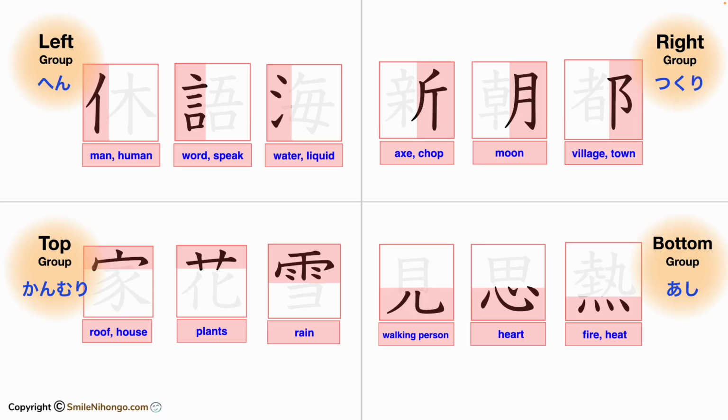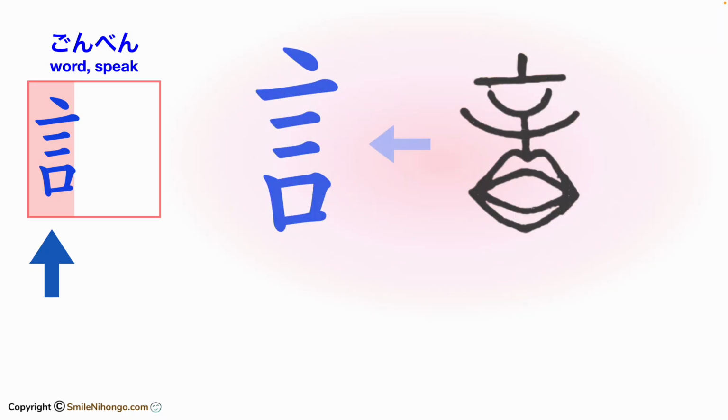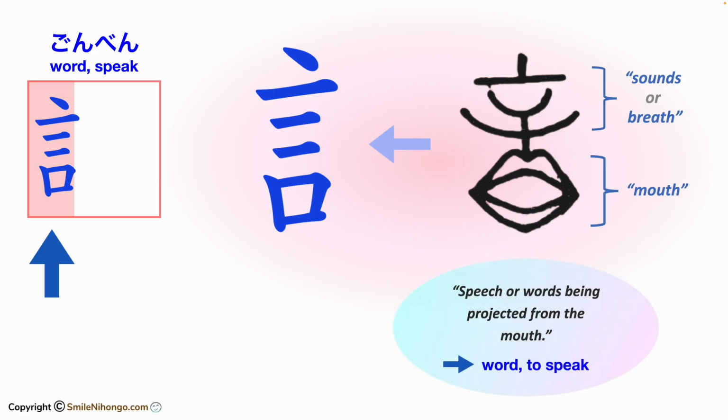Okay, today in this lesson, I want to focus on this particular radical within the left group, which is called Gonben. Gonben was derived from an image like this. The top part represents sounds or breath rising upward. And the bottom imitates a mouth. The combination symbolizes speech or words being projected from the mouth, and as a result, this radical came to mean word or to speak.